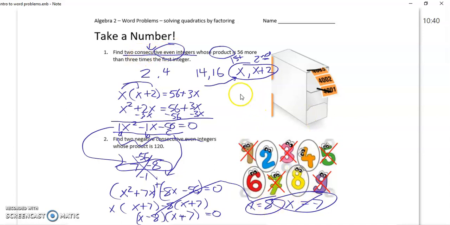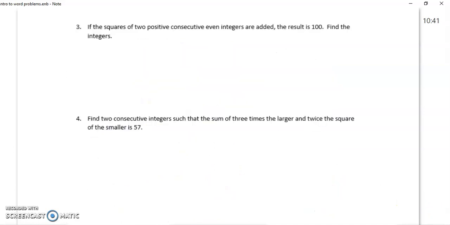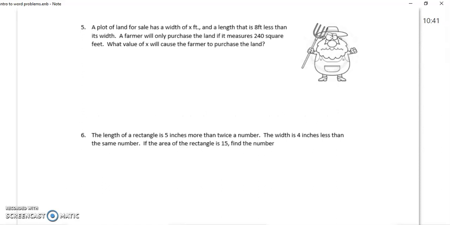So x is 8, and if x is 8, then the second consecutive even integer is 10. And that's how you solve one of these word problems. I want to look at one more real quick. I want to find one that talks about a rectangular plot of land. Okay, so I found one that is talking about a rectangle. I'm going to use this example down here.